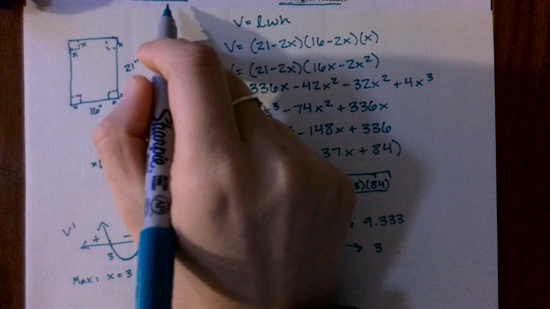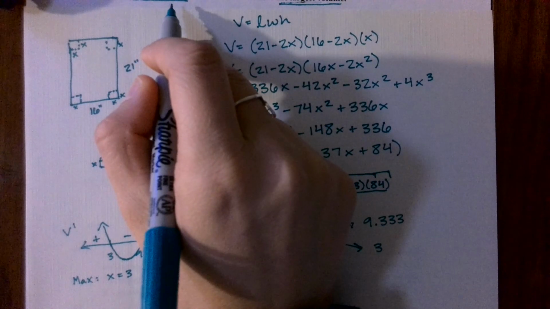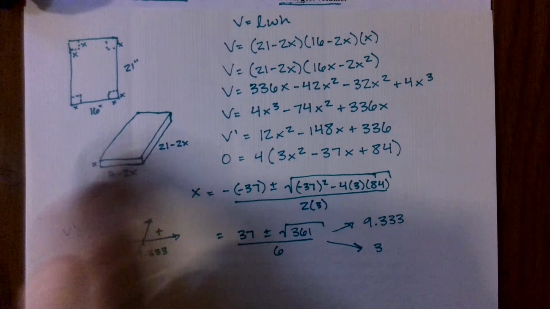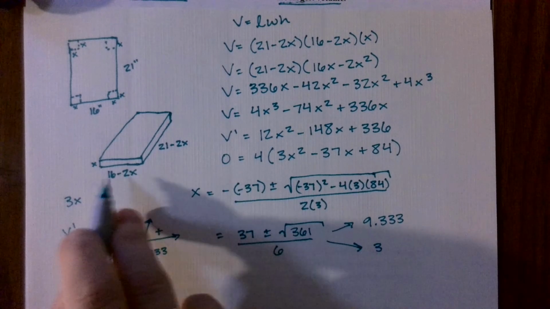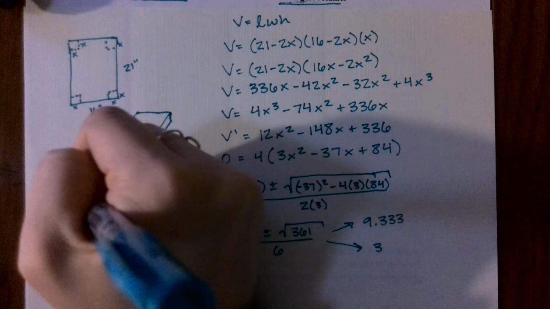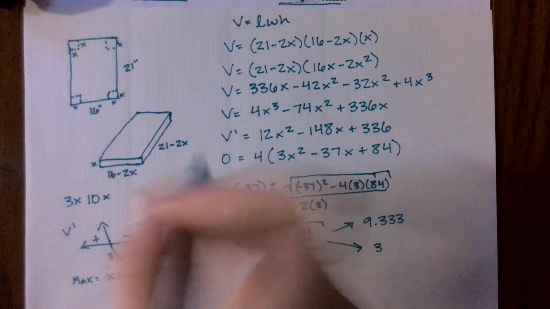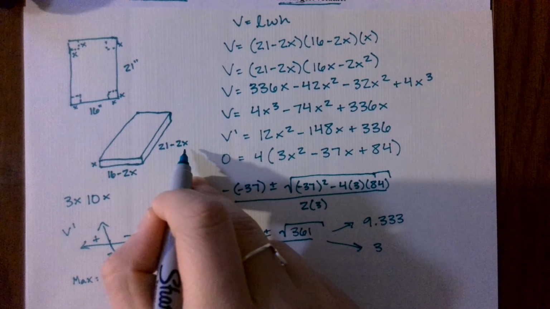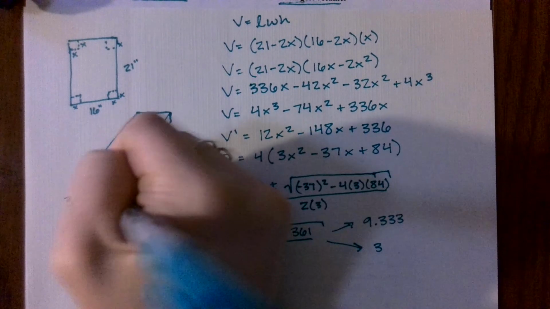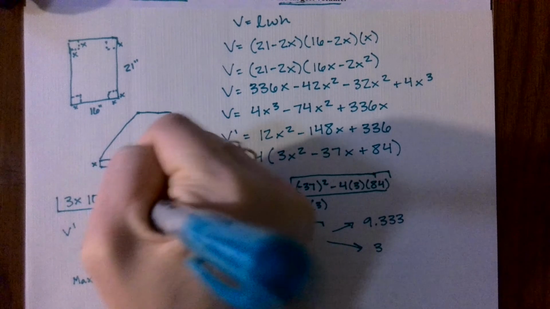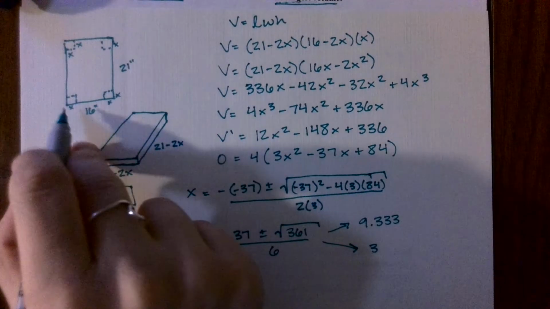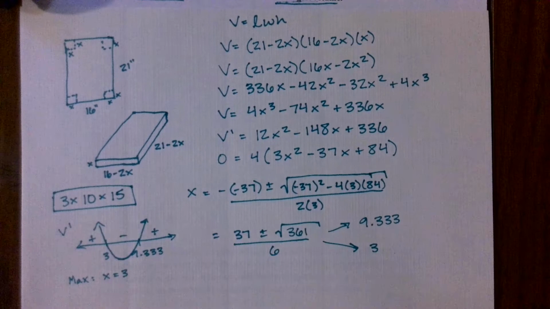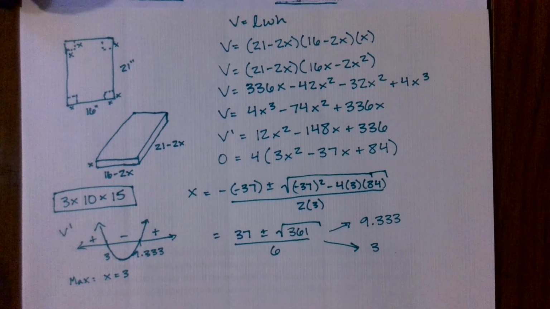But we're looking for the dimensions. So that means the dimensions of my box are going to be 3 by 16 minus 6, so 10, and then 21 minus 6, 15. So these are the dimensions that will maximize my box. If I cut out a 3 by 3 square, then my box is a 3 by 10 by 15, and that is the maximum volume I can get out of it.